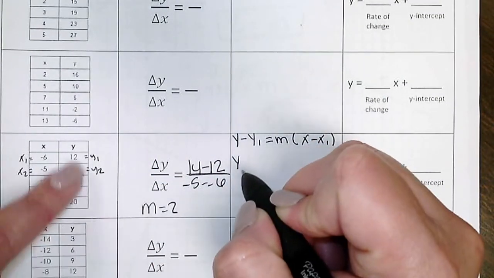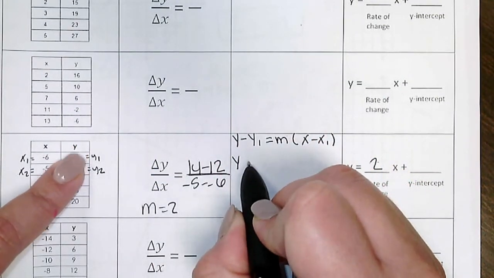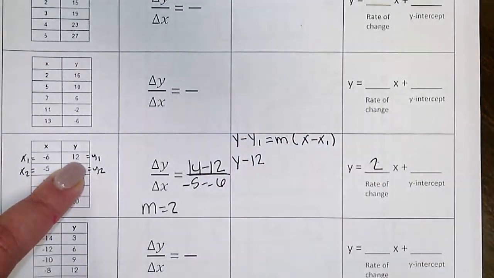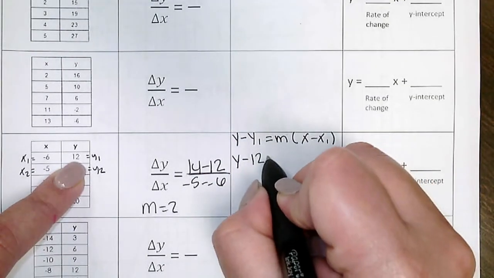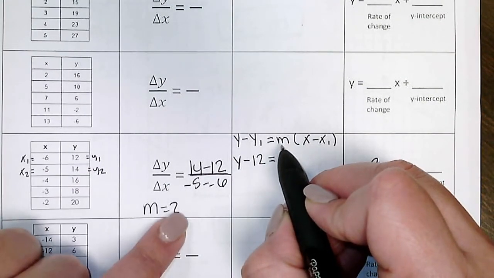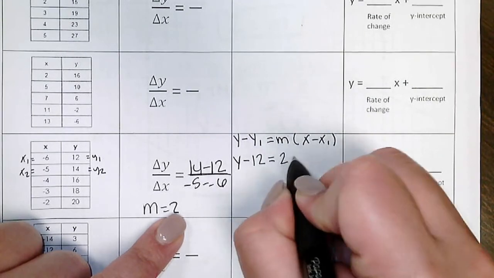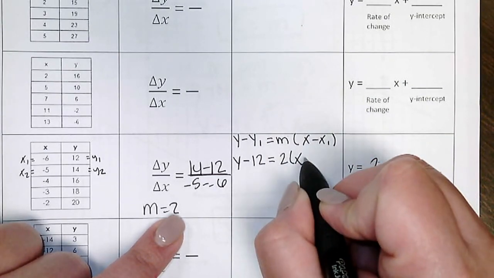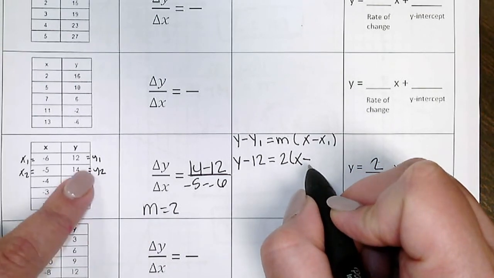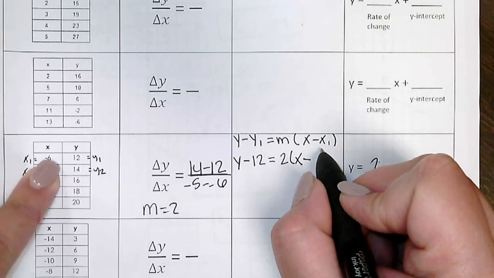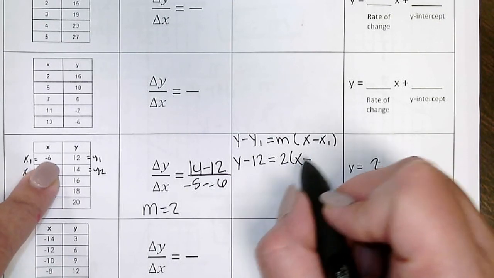Now, I'm going to use the y1 right here. So y minus y1, so minus 12 equals m, which is the 2 that we have, parentheses, x minus the x1, which is negative 6. Whenever we have a negative number, it's going to be a plus.